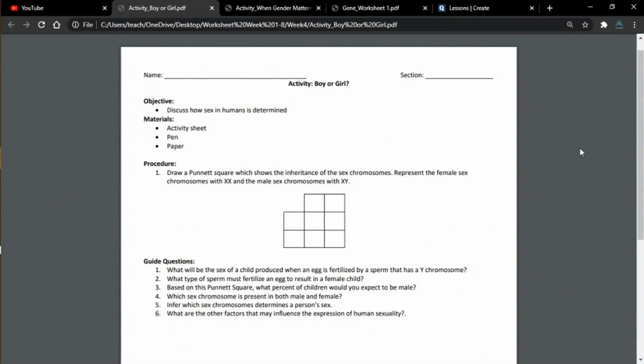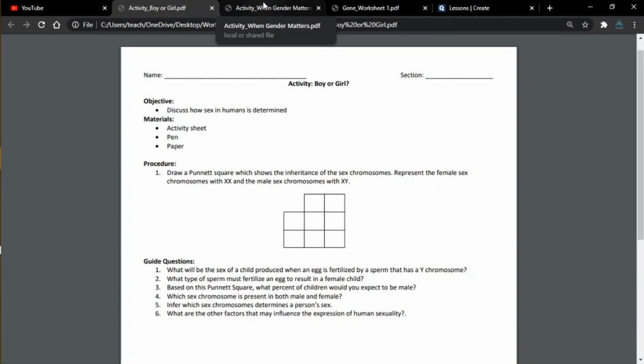Before we proceed with our discussion for today, let me show you students the activity that you need to accomplish for this week. The first activity is the Boy or Girl. In this activity, you need to draw a Punnett square which shows the inheritance of the sex chromosomes. Represent the female sex chromosome with XX and the male sex chromosome with XY. After doing the Punnett square, you are going to answer the 6 guide questions. You are going to answer this on Tuesday.